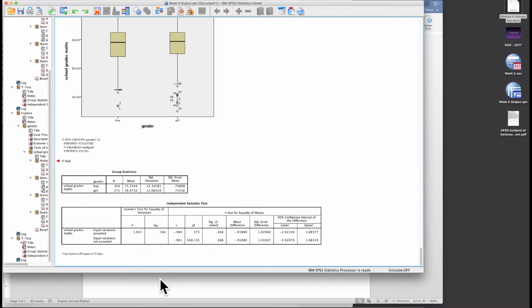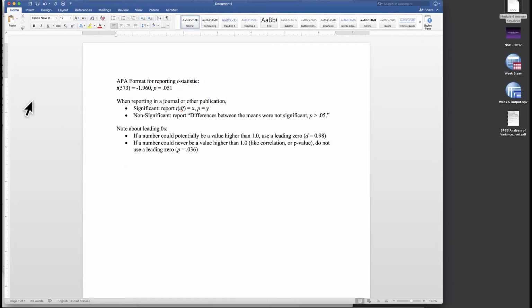Okay, now this is the other thing I wanted to show: if you're going to represent this in APA format, then you're going to report it this way. And so here t is in italics, okay? And then you have parentheses, and your df shows up here. You can see the formulas right here. The df shows up in the parentheses.